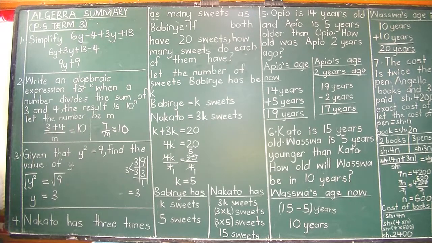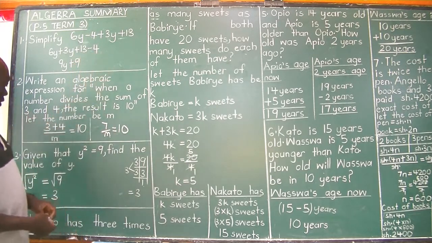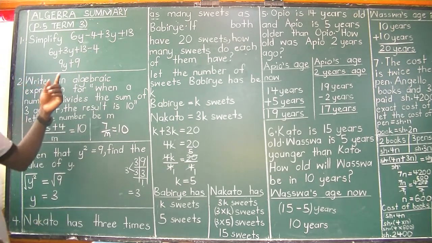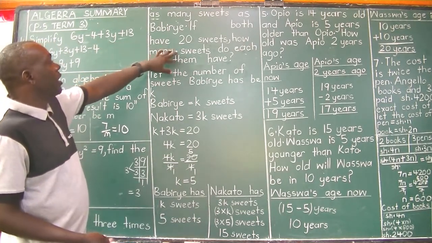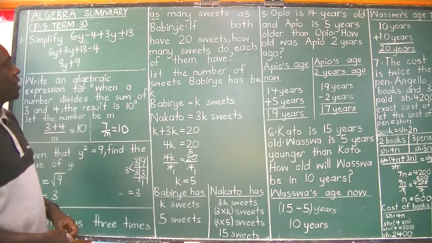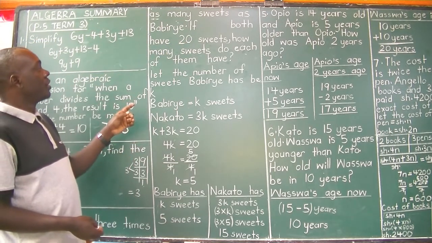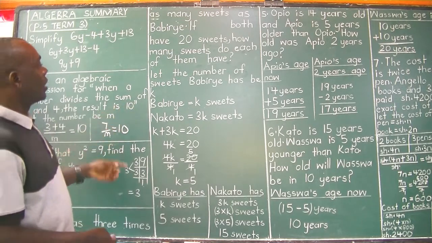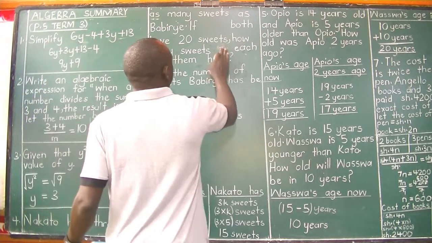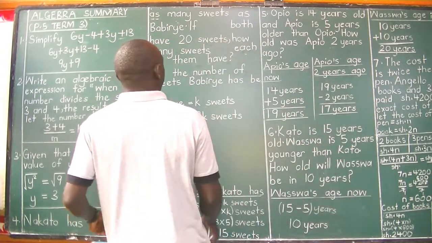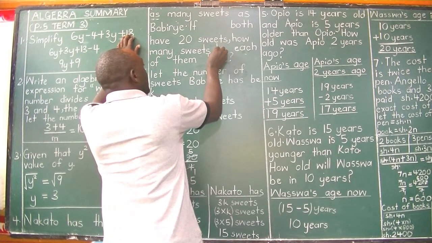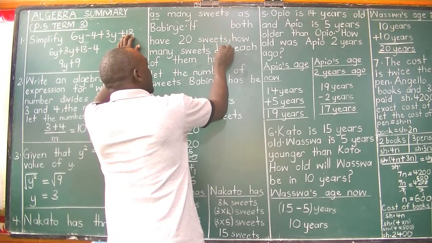So as we look at example number 4, Nakato has 3 times as many sweets as Babidi. Now, if both have 20 sweets, how many sweets does each of them have? The word is does here. Does each of them have?